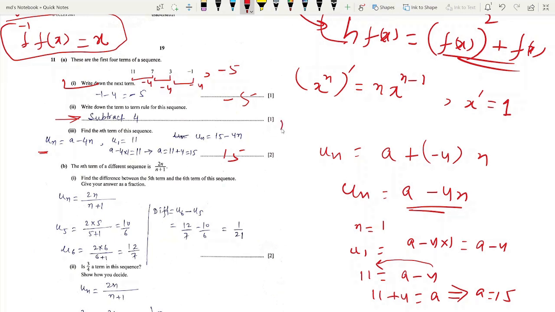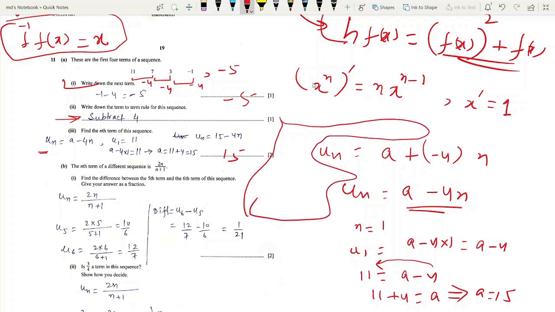Okay, if you would like to see another method, here I can explain. For a sequence where the difference is the same, the nth term can be written as a plus n minus 1 d, and here a means the first term. This a is different. This is another way to write it: Un is a plus n minus 1 d. A is the first term.